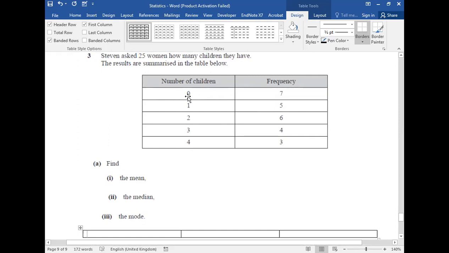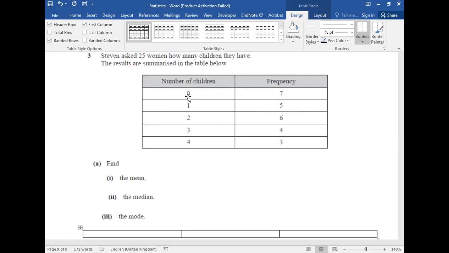Remember, data is not women. Women are not the data. The data is the number of children. So now the data is in front of me. It's right in front of my eyes. If you visualize that all 25 women are holding up a certain number, that number is my data. So how do I find the mean? How often is the value 0 occurring?